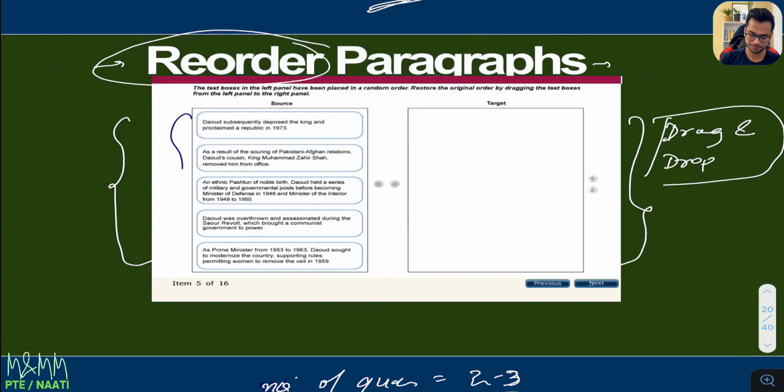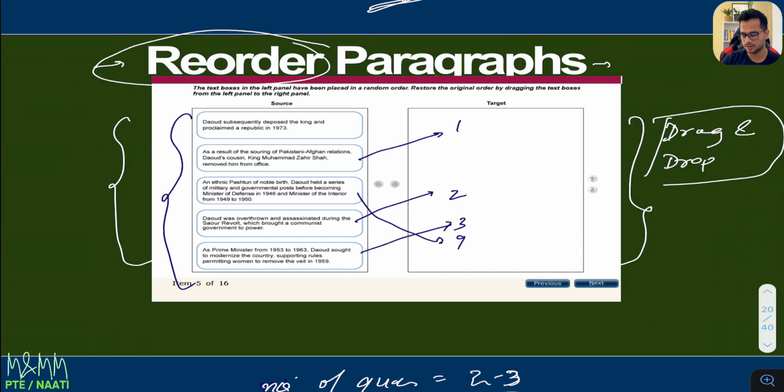So for example, you have got 5 sentences over here. Let's say the correct sequence was, this sentence comes at number 1, this sentence comes at number 2. I'm just putting some random numbers. This at number 3, this at number 4, and this at number 5. Let's say that was my correct answer. Now the way you would be getting marks is, you will not be getting marks for putting every sentence at the correct position.